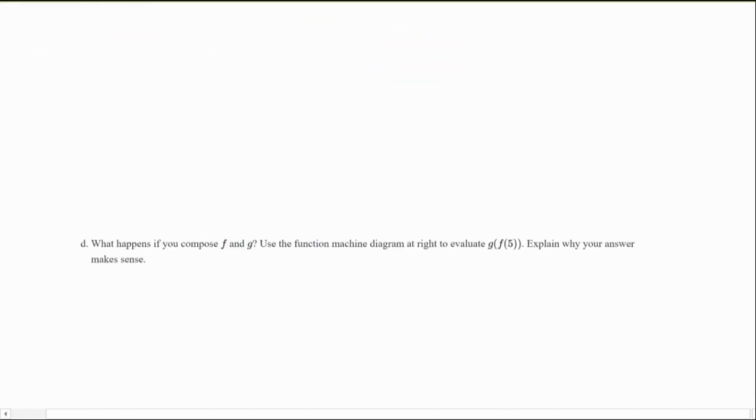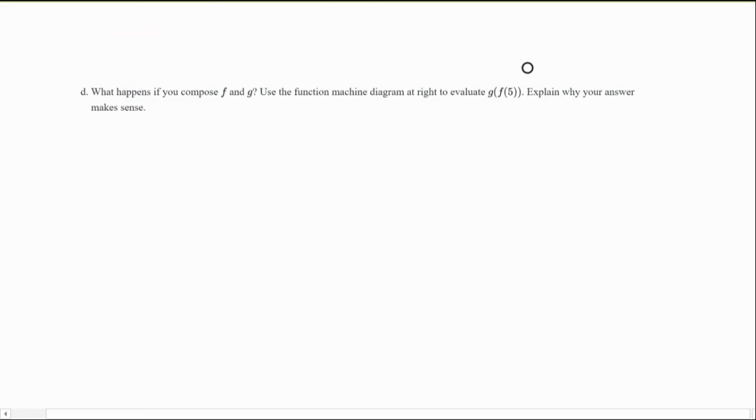And lastly, what happens if you compose f and g? Use the function machine diagram at the right to evaluate g of f of 5. Explain why your answer makes sense. So let's talk about, okay, let me rewrite these really quick here.